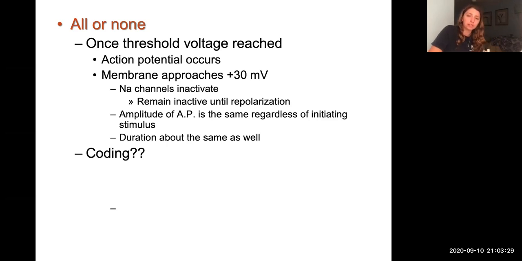Amplitude of AP is the same regardless of initiating stimulus. So we talked about that earlier. They're the same amplitude and the duration is about the same as well. We talked about coding a little bit earlier, that there'll be more action potentials rather than greater action potentials. Does everybody understand that? Yeah, I think so.